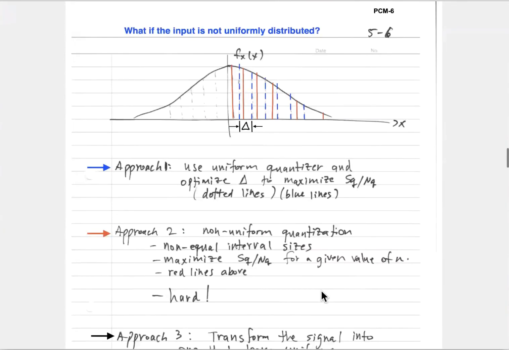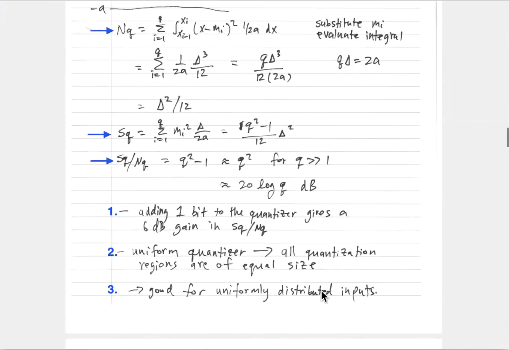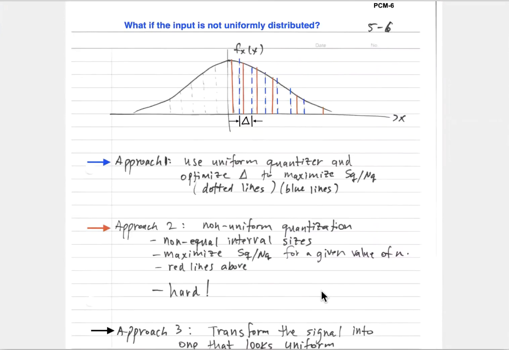What happens if the input is not uniformly distributed? Not all sources are uniformly distributed. Your MP3 file, or even a sinusoid, is not uniformly distributed. And certainly your MP3 file, where some people are playing guitar, piano, a mixture of all sorts of instruments, is clearly not uniformly distributed. So the question will be, what do we do in that situation? We'll pick that up when we come back. Okay, thank you very much.